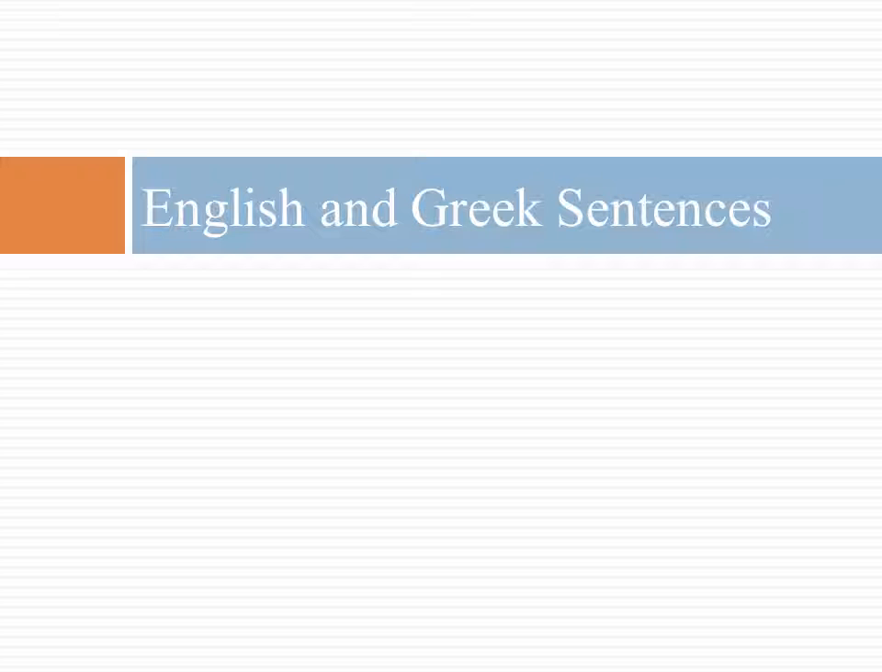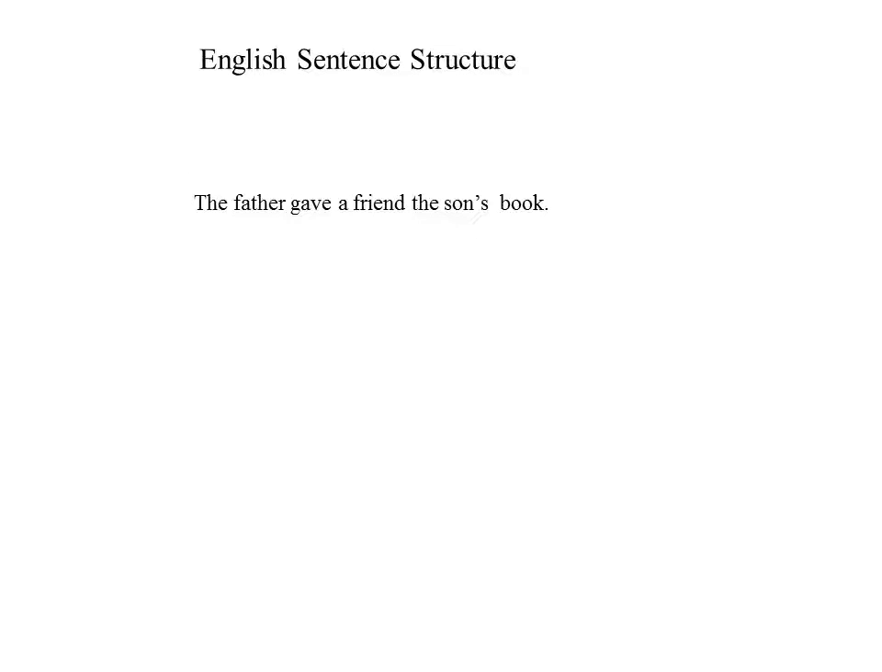English and Greek sentence structures. Let's look at the difference between English and Greek sentence structure. An English sentence is word order, that is, it reads left to right, and the elements are read and understood by their position in the sentence. The father gave a friend the son's book. So let's look at the components of it.